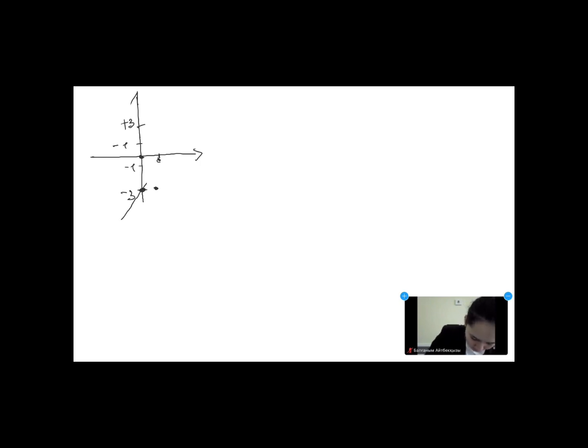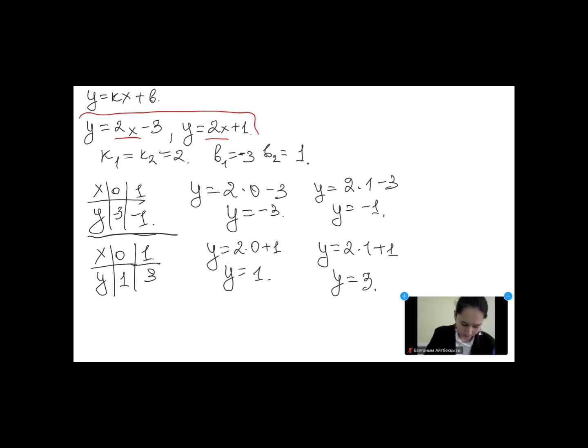We can draw like this. And this is the second function's graph. If x is 0, y will be 1. And if x is 1, y will be 3. And we will draw like this. The first function's graph, don't forget, is this one. The second graph is this one.